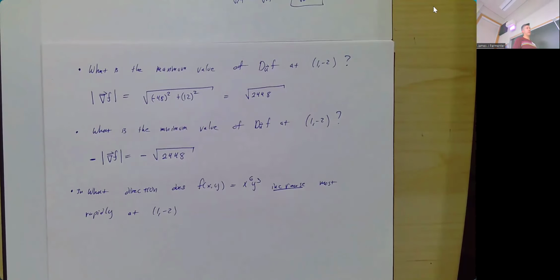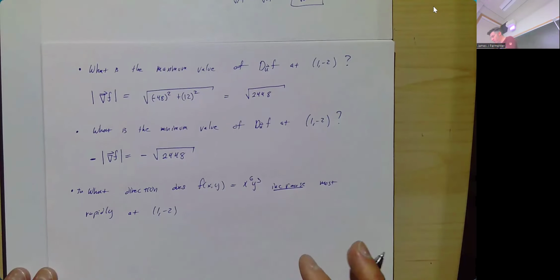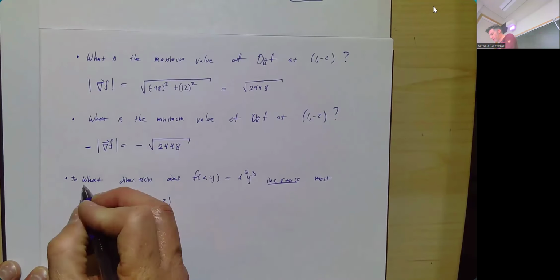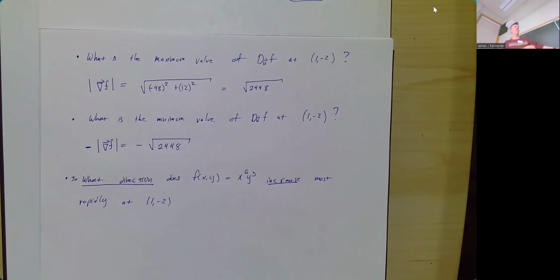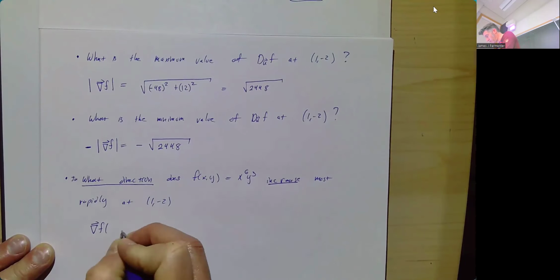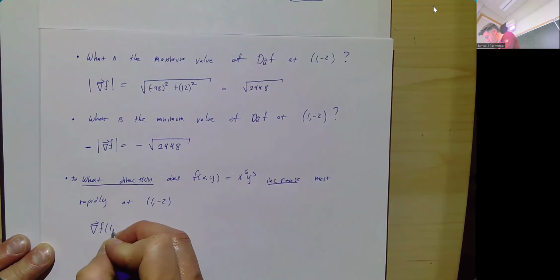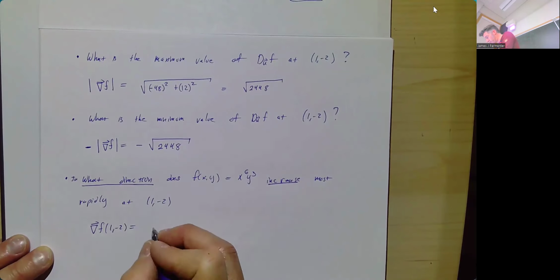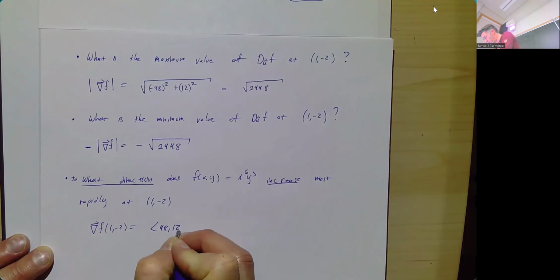So I'll remind everybody, the maximal increase is the magnitude of the gradient. The direction that you get that maximal increase in is the direction of the gradient. So now here's where your answer might differ depending on who you are, what your teacher wants. You might just say it's the gradient at the point (1, -2), which we already calculated. It was (-48, 12).